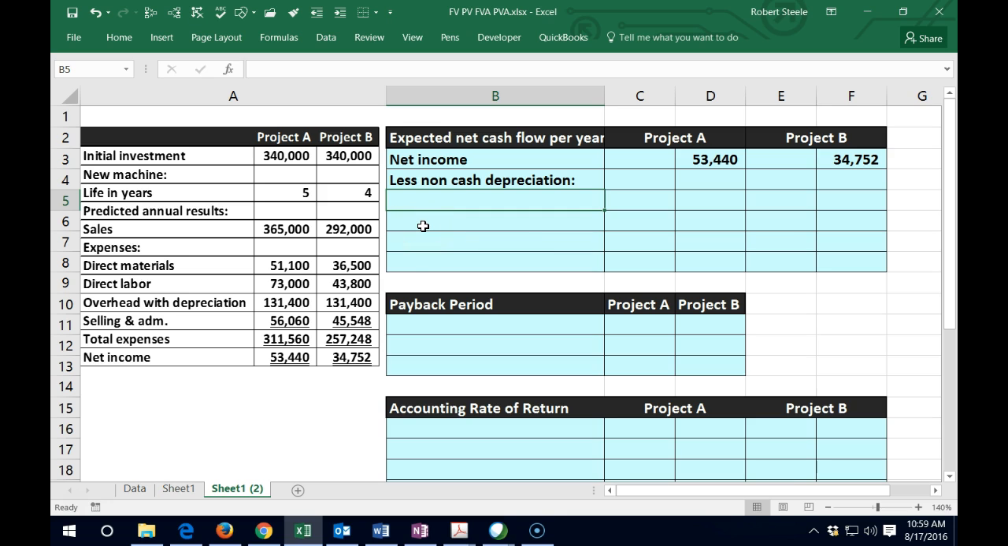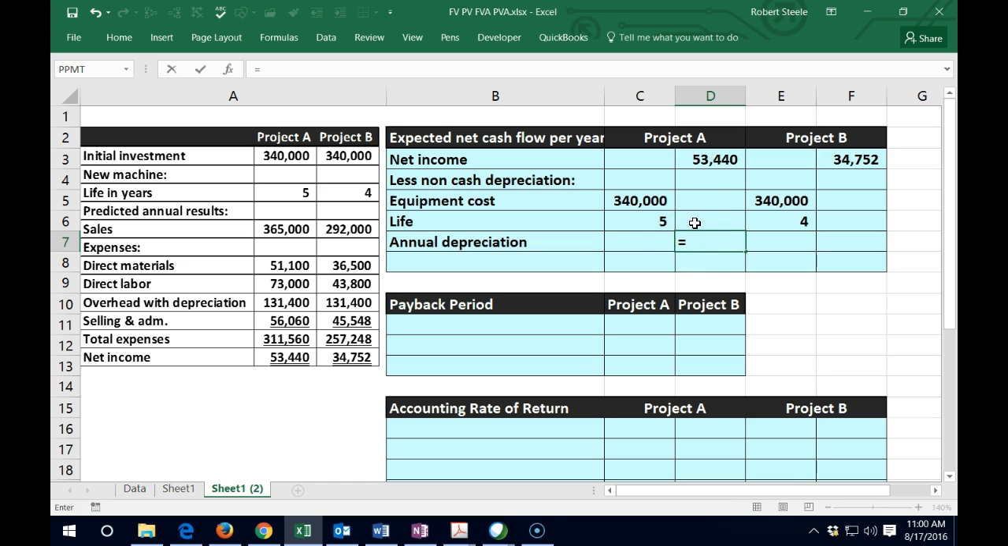So I'm going to say less the non-cash depreciation, put a colon, and we're going to calculate what that is. I'm going to say equipment cost, and the cost is 340,000. The useful life, I'll just put the life here, is in this case 5. And let's put the data on this side too: the 340,000 and a life of 4. Then for the annual depreciation, I'm going to pull this back out to the outer column.